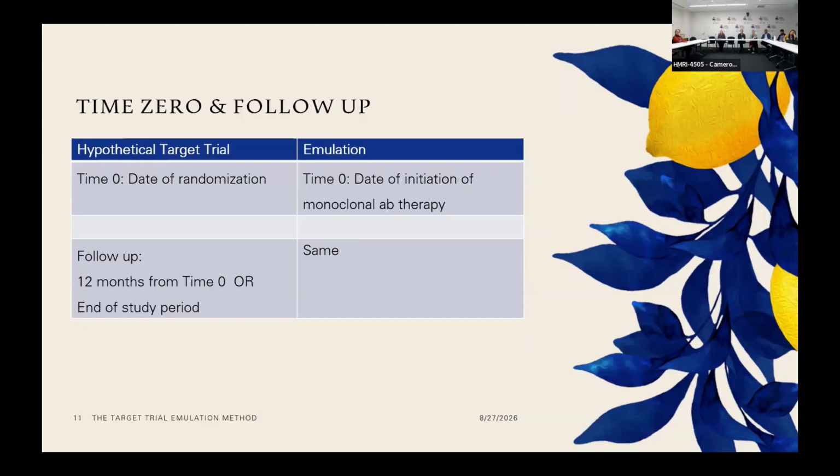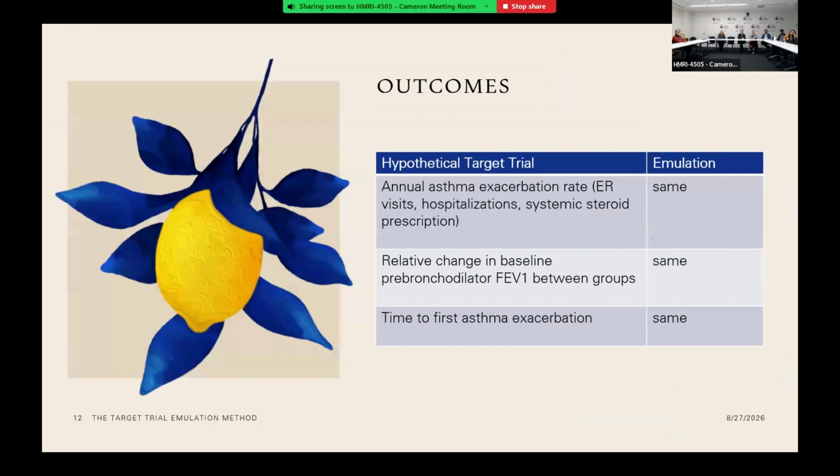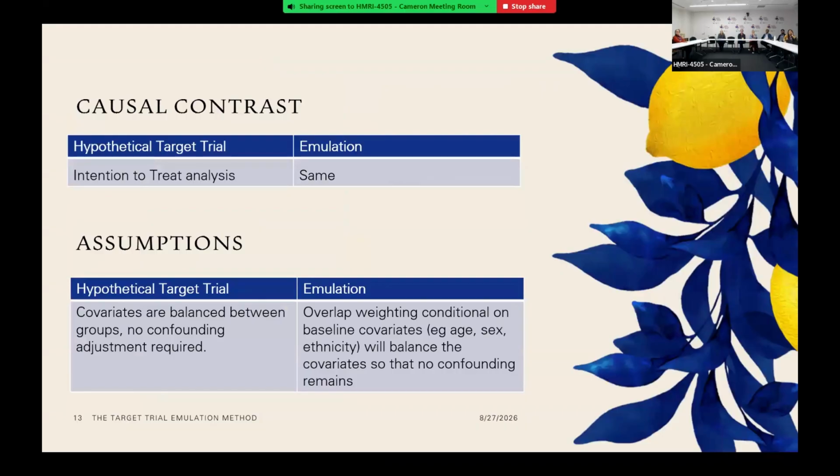Follow-up, they did 12 months from time zero or the end of the study period, and for the emulation, you do it the same way. It's not that hard with the data. And then for the outcomes, they looked at an annual asthma exacerbation rate, a change in FEV1, and the time to the exacerbation. That's fine, they could get all of that from the data that they had. They said that's all standard. And then for the causal contrast, if you're doing an RCT, you'd like to do an intention to treat. And they're saying that's what they're doing as well. I guess they are, as long as they're accounting for loss to follow-up, but then you have loss to follow-up here, so I guess it's the same.